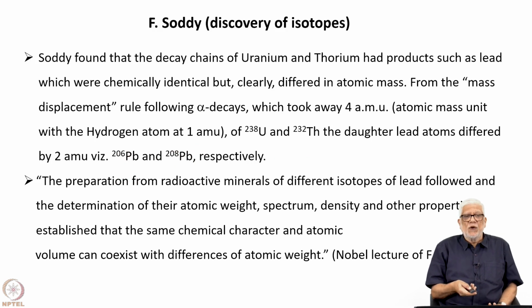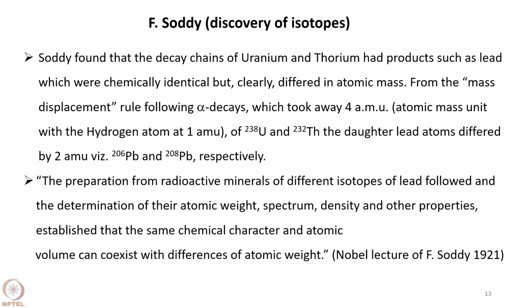So the preparation from radioactive minerals of different isotopes of lead followed, and the determination of their atomic weight, spectrum, density, etc. established the same chemical character, and the atomic volume can also be the same, but they have differences in atomic weight.